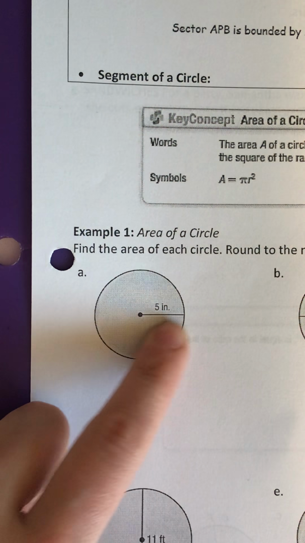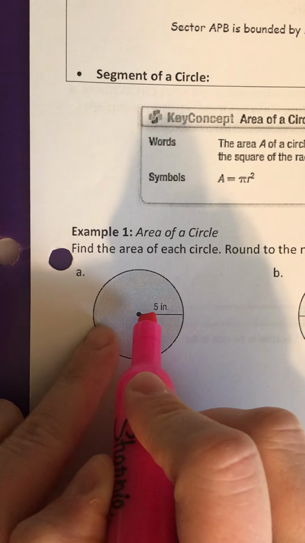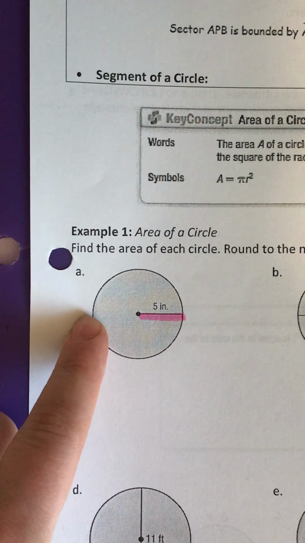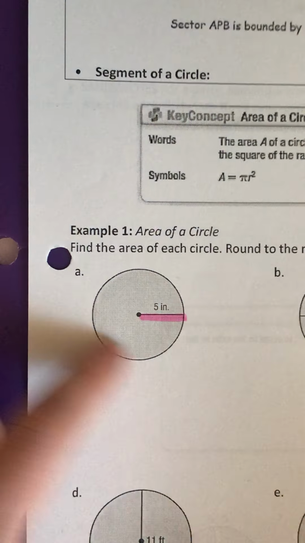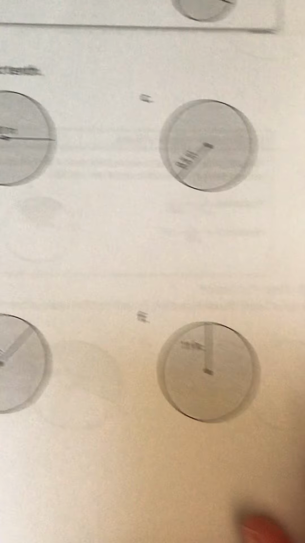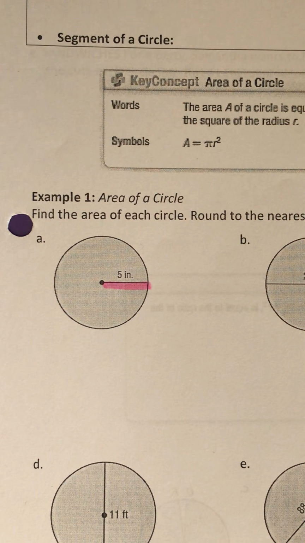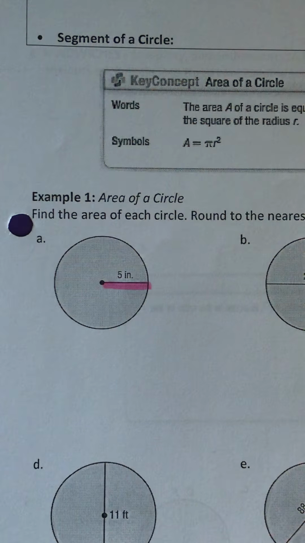Your radius goes from the center to any side of the circle. Okay, so sometimes you'll see it going to the right, other times it's to the left. It might be up, down. If you look at the other one, sometimes they're on an angle, but you're only looking at half, from the middle to the end. So my radius here is 5.